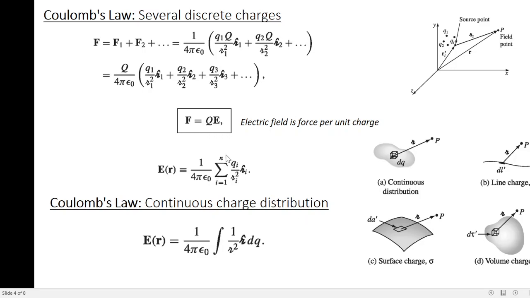As you guess, the summation is going to be replaced by an integral. If you take dq as a small element of charge, then the total electric field E of r can be written as 1 over 4 pi epsilon naught integral dq by r square r cap. Now, what are the different possibilities of dq? Either you can have a one-dimensional charge distribution known as a line charge represented by lambda, or a two-dimensional charge distribution known as a surface charge represented by sigma, or a three-dimensional charge distribution known as a volume charge represented by rho.